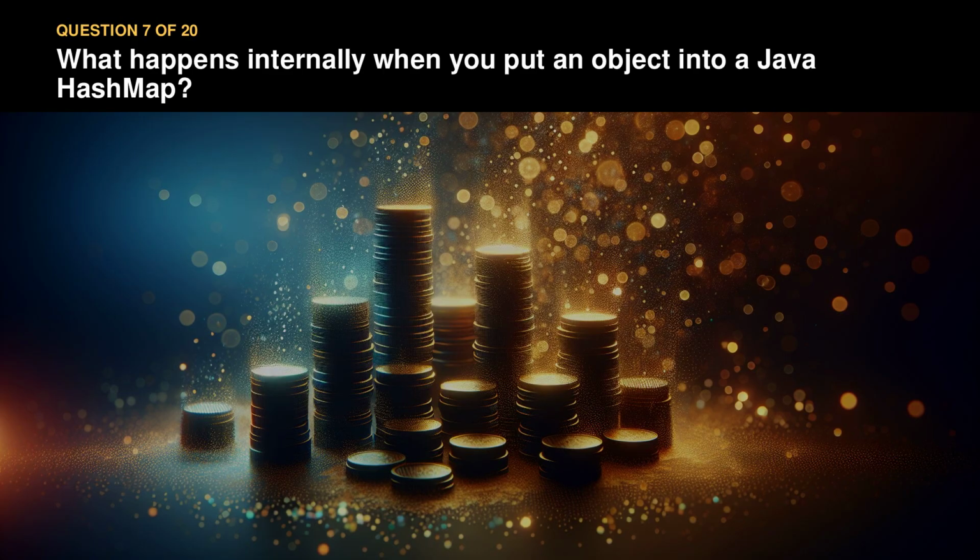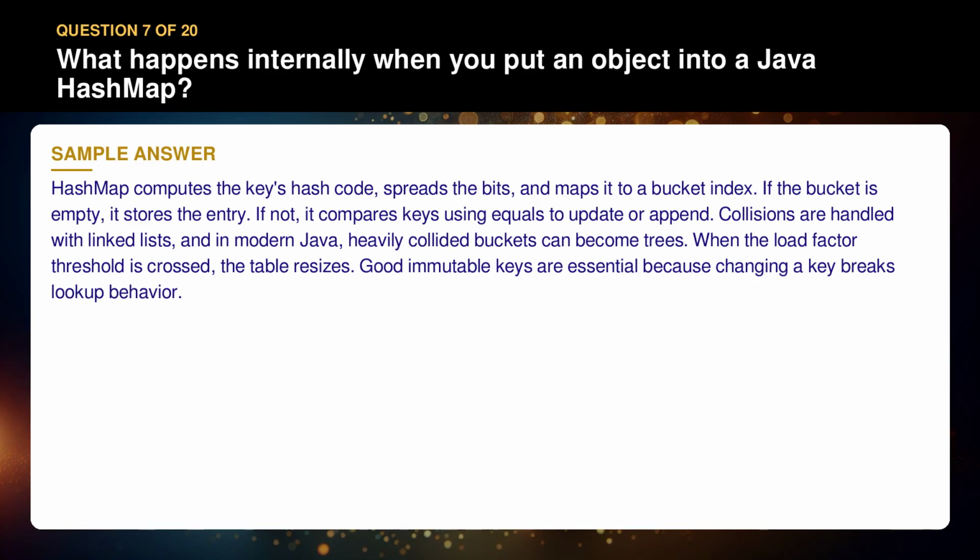Question 7. What happens internally when you put an object into a Java HashMap? HashMap computes the key's hash code, spreads the bits, and maps it to a bucket index. If the bucket is empty, it stores the entry.